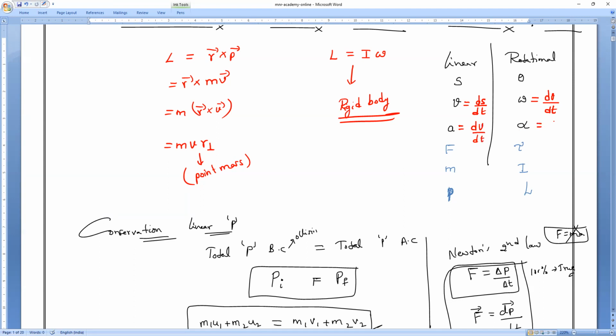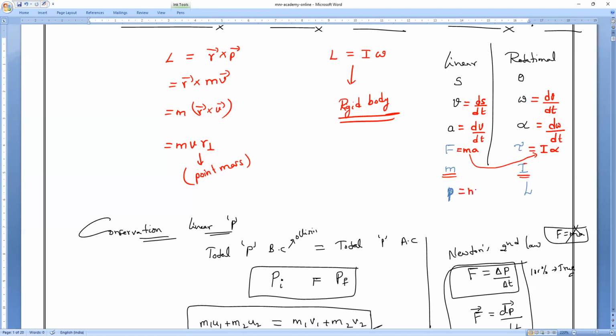Angular acceleration is dω divided by dt. We all know force is equal to ma. In the same way, tau is equal to what, everybody? Tau is equal to Iα. In the same way, for momentum, mass corresponds to moment of inertia.